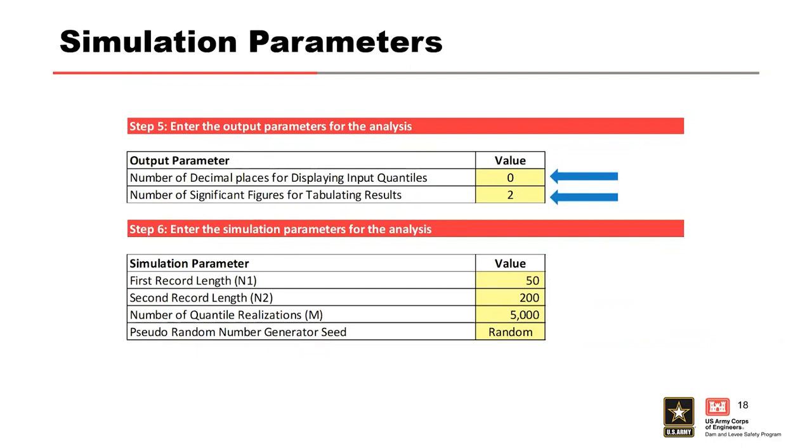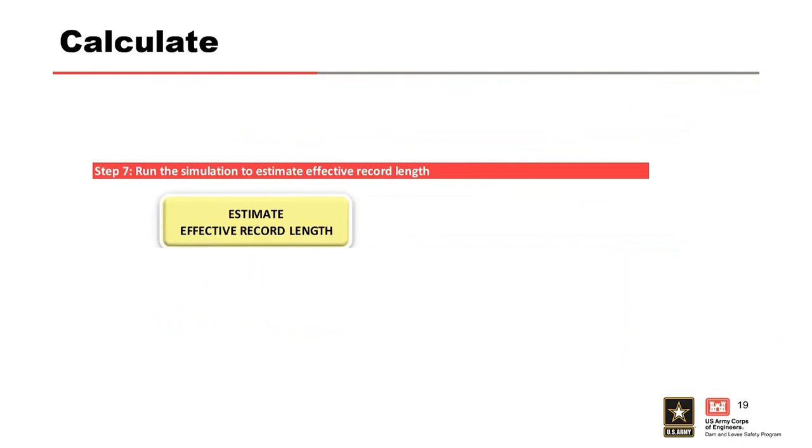So don't go crazy. In step 6, we include several default simulation parameters for the analysis. The default values shown here are probably adequate for most typical cases. And you don't really need to change those values unless you want to mess around and see what the spreadsheet can do. In step 7, that's going to be the button that you click to calculate the ERL estimate. And macros need to be enabled on your spreadsheet for that to actually work. They can typically be enabled by pressing the Enable Content button that shows up in Excel.